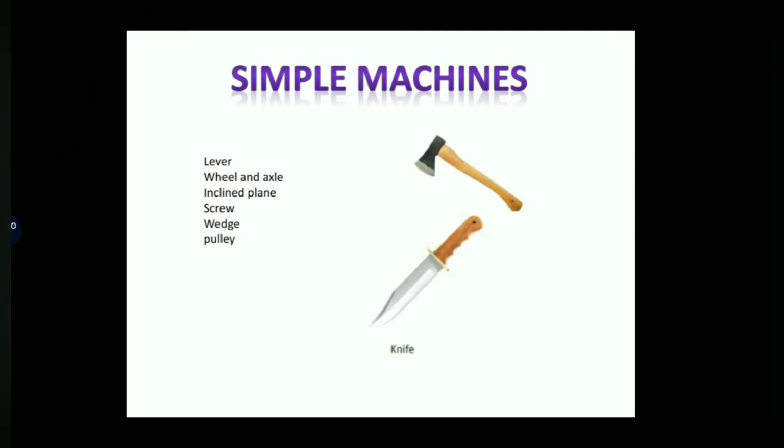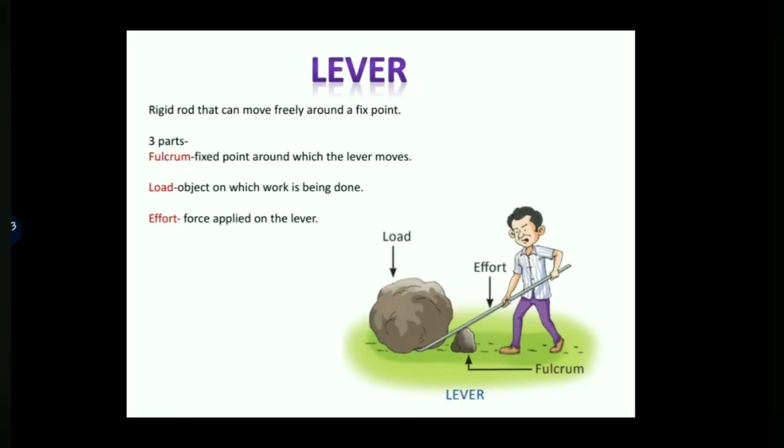Simple machines. So as you know, simple machines are the tools that have a very simple structure and that make our work easier and faster. So there are 6 types of simple machines: lever, wheel and axle, inclined plane, screw, wedge and pulley. Simple machines either change the direction of force applied or increase the force applied. So let's learn more about this.